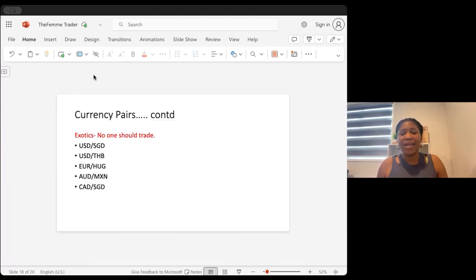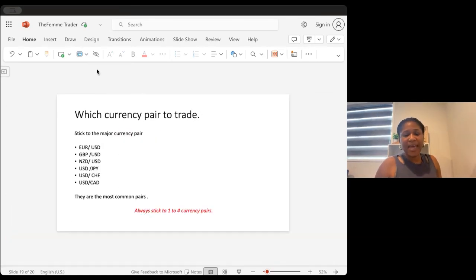Another pair that you should not even be looking at is USD SGD and all of those things. With these ones, you would be on that trade forever. You may not even catch any trade. You will be there forever. So please just ignore this one.